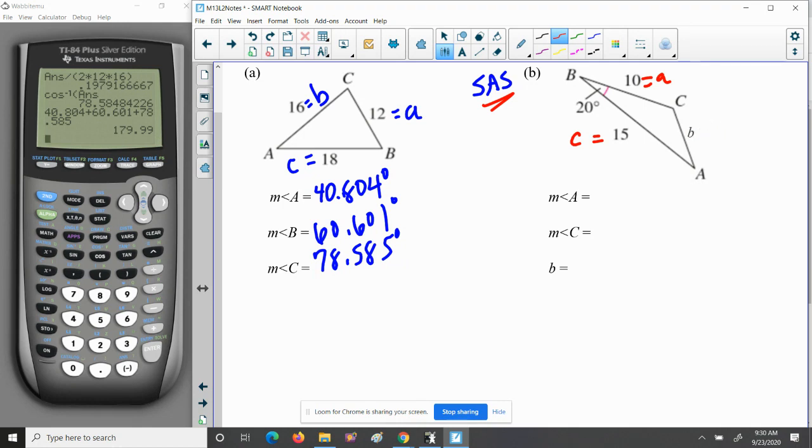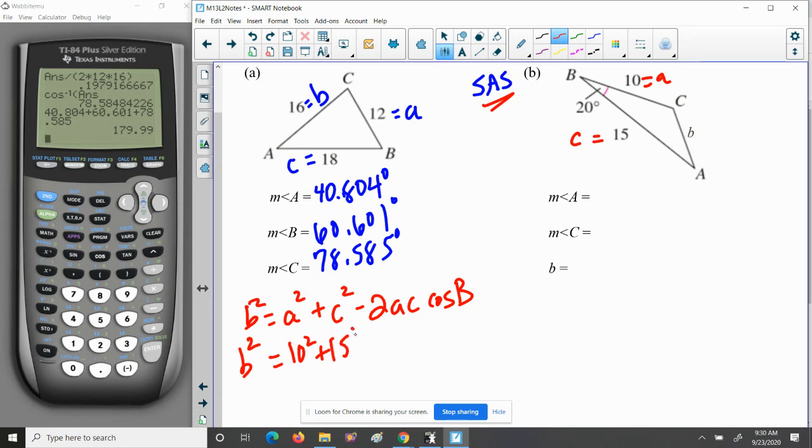So this is our first one where we're using that first standard form, which says b squared equals a squared plus c squared minus 2ac times the cosine of angle B. Okay, so let's plug in what we know. A squared is 10 squared, excuse me. C squared is going to be 15 squared minus 2 times 10 times 15 times the cosine of angle B, which is 20.